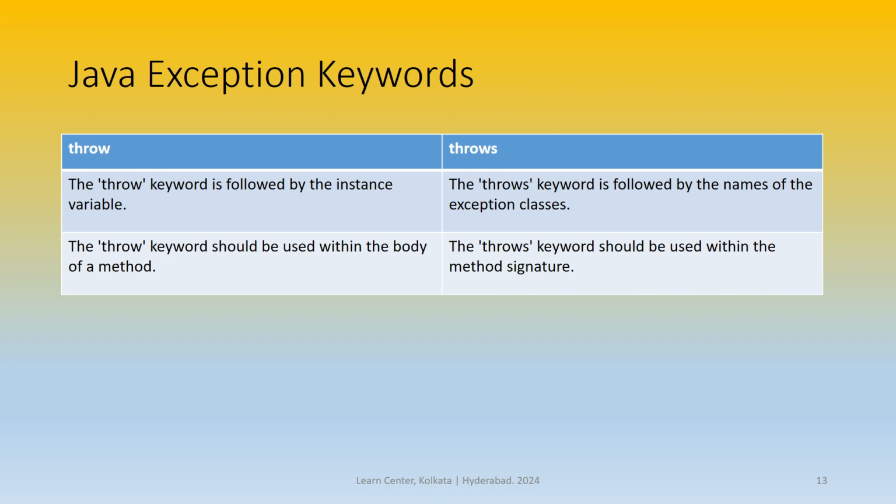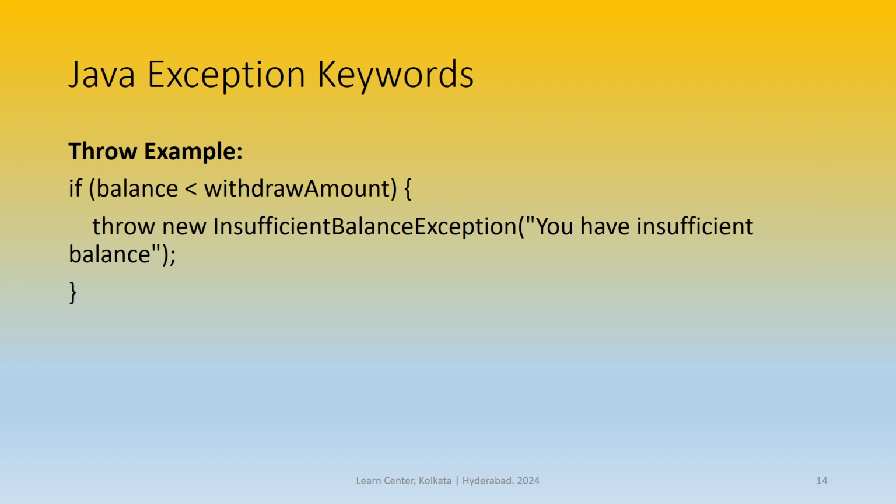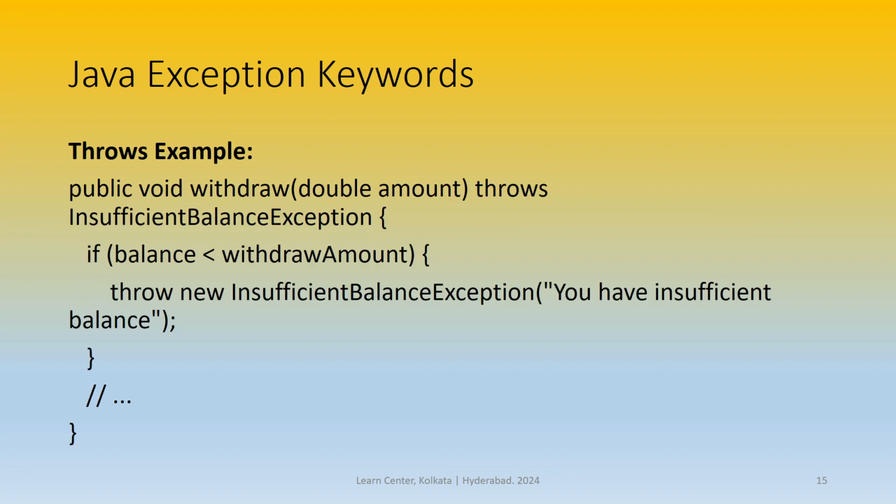See, now I will talk about the throw and throws keywords. Throw and throws keywords are basically used for a kind of exception that we call checked exception. I'm showing you some examples here. So in the throw example, see, in the method body, the throw keyword is used. And for throws, you see in the method declaration, I specified the throws keyword.